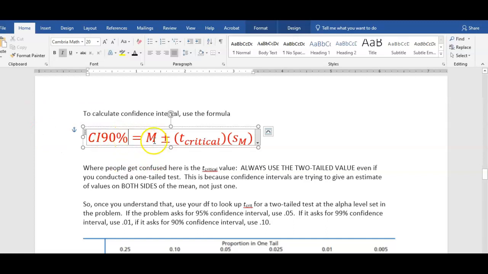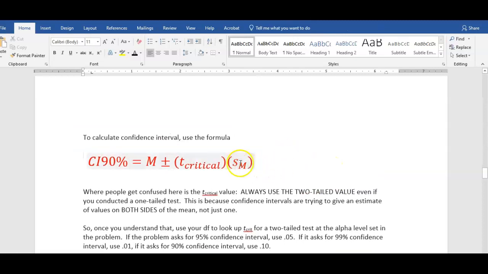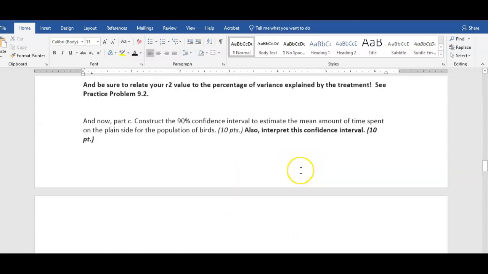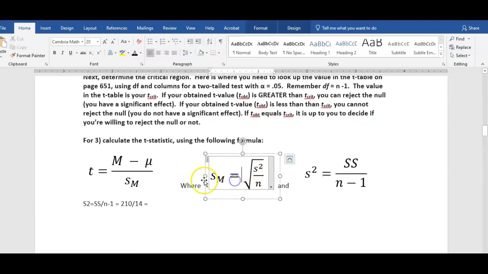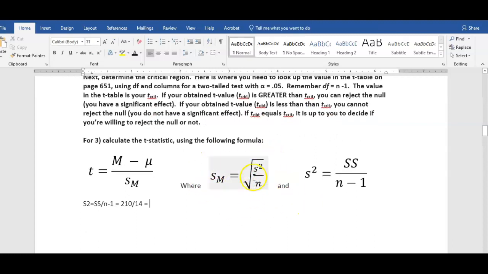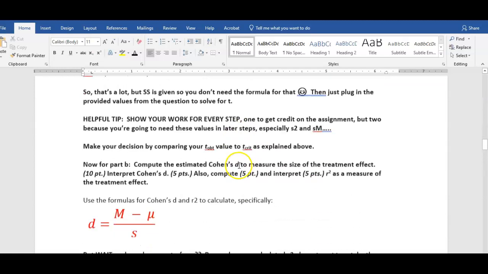The value is going to equal the mean of the sample plus or minus t critical, the critical value for t given your degrees of freedom, multiplied by the standard error of the mean. We have a couple things going on here. First, the standard error of the mean was calculated above. So when I gave you the tip to save your work, you don't have to calculate that again. Phew, saved yourself a bunch of steps.